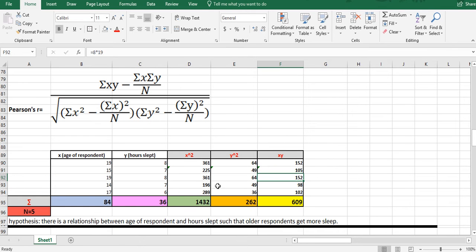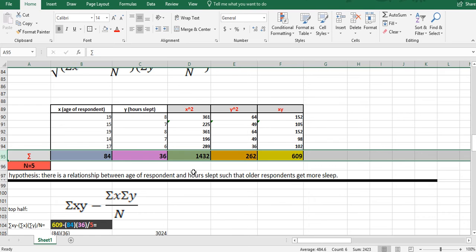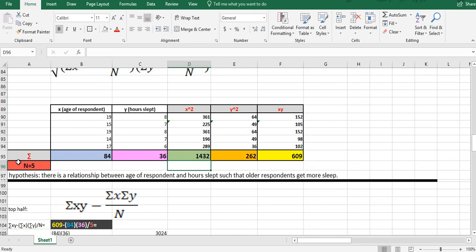Okay. And once you've got these values, you can find the sums of each column. So I did that here. And you're also going to need the sample size, which is 5.